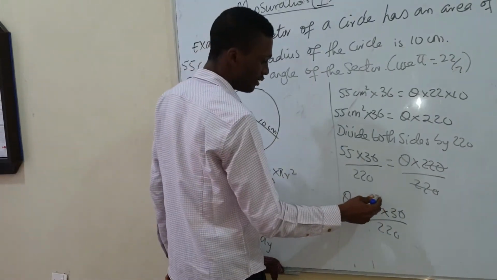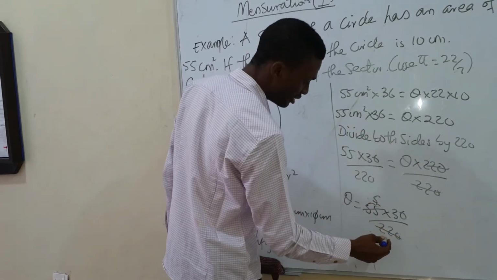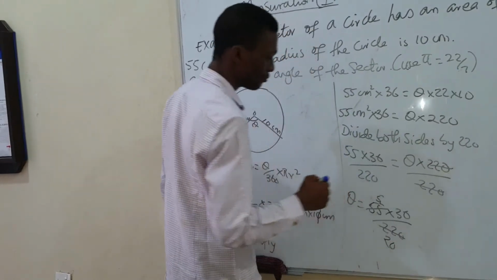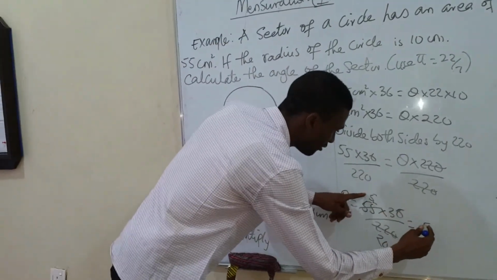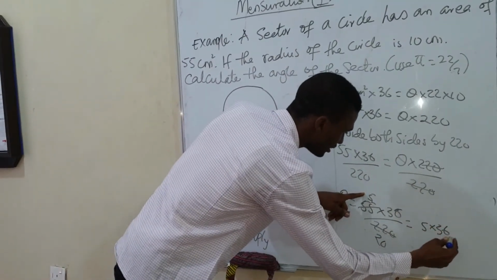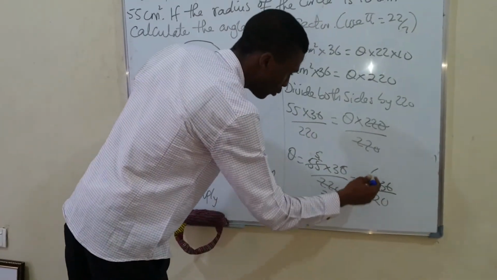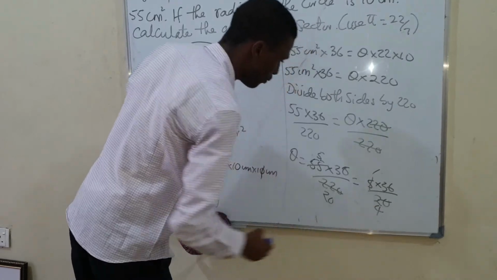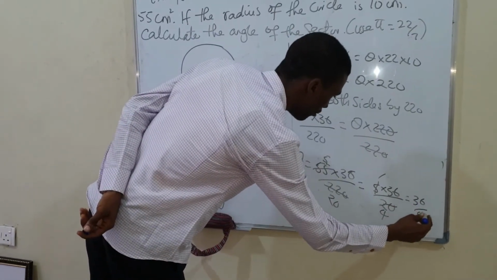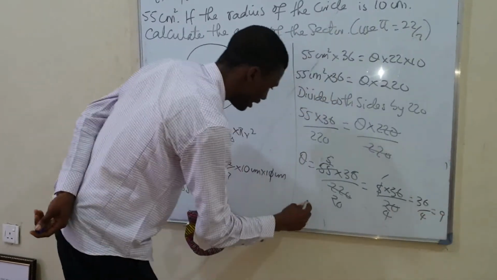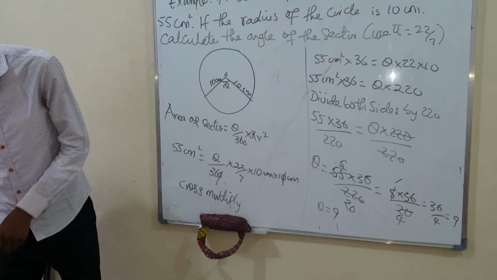11 to 55 is 5. 11 to 22 first is 2. 0 is 0. So what we have left is 5 times 36 all over 20. 5 into itself is 1, 5 into 20 is 4. We have 36 over 4, which is 9. Our theta is equal to 9.